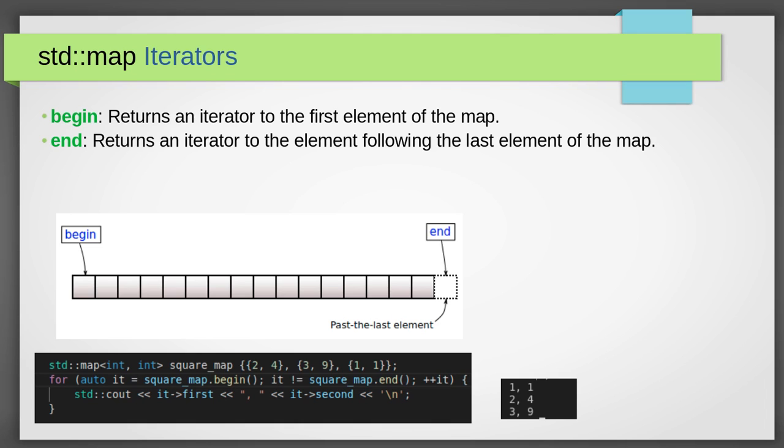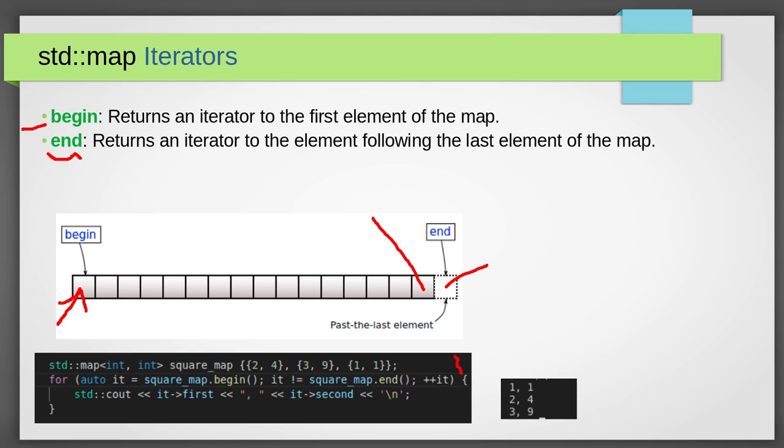Iterators. There are some iterators, which are like pointers, used to point to some elements in the map. The first one is begin, which returns an iterator to the first element of the map. So it returns an iterator to this element. And end returns an iterator to the element following the last element of the map. This is the last element of the map, so end will return an iterator to a point after the last element.